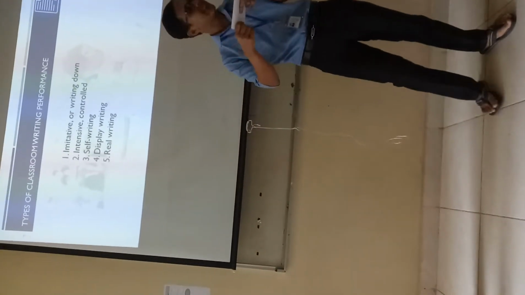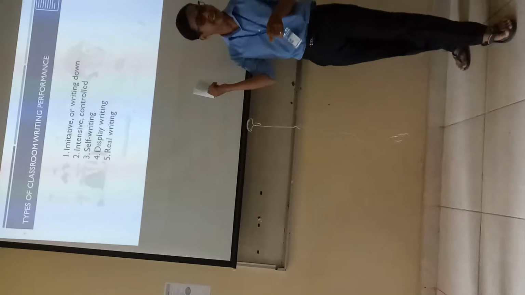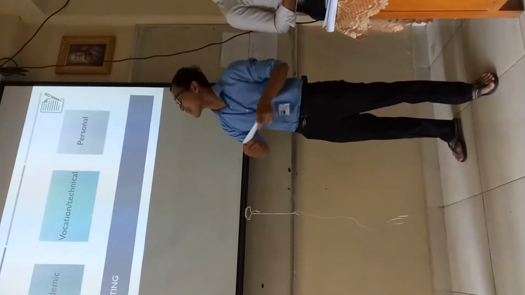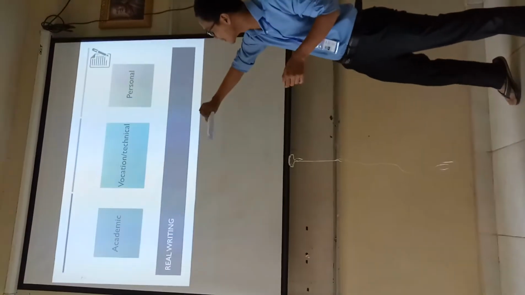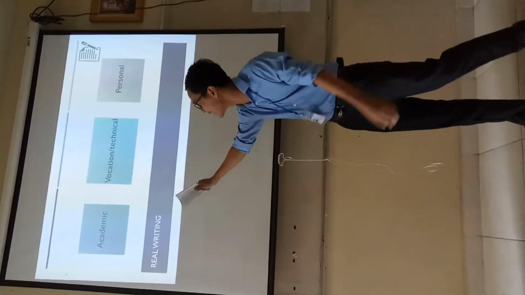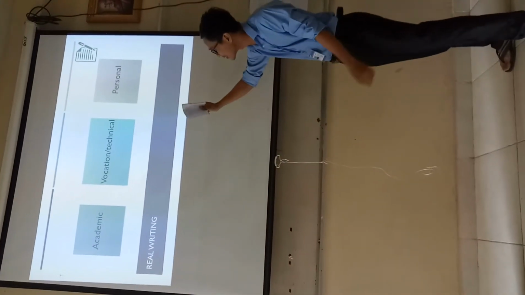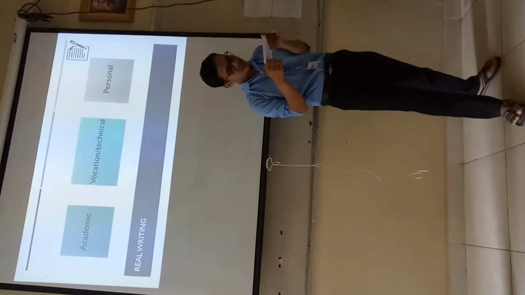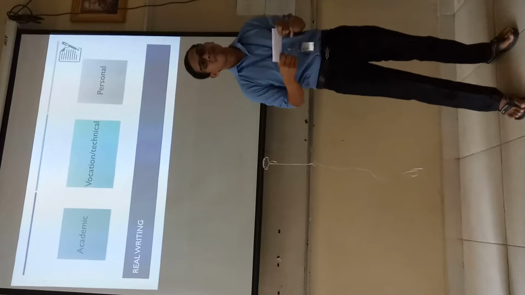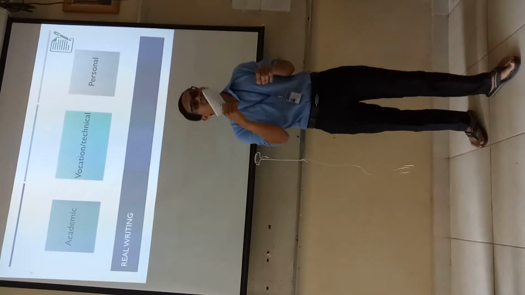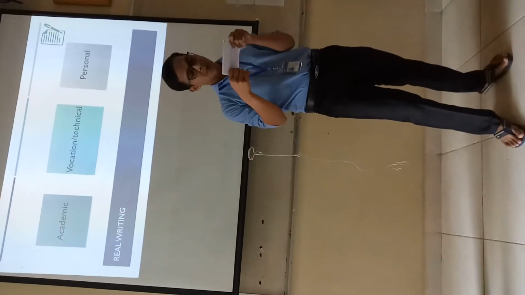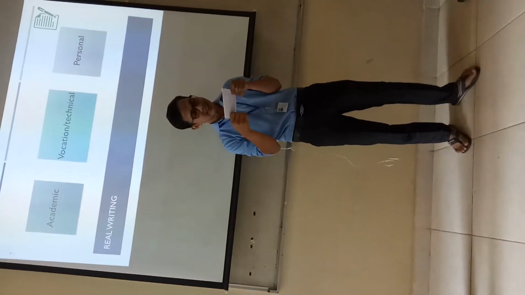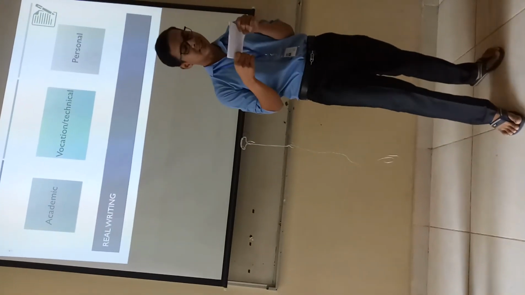And real writing has 3 more, divided into 3 parts. One is academic, 2 is vocational or technical, and 3rd is personal. For academic, the teacher divides the students into groups. The students need to work as a group, and then the teacher gives instruction.